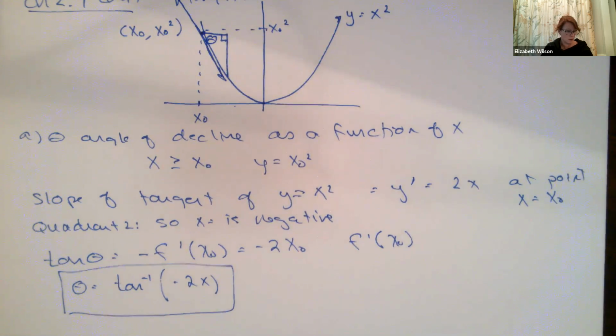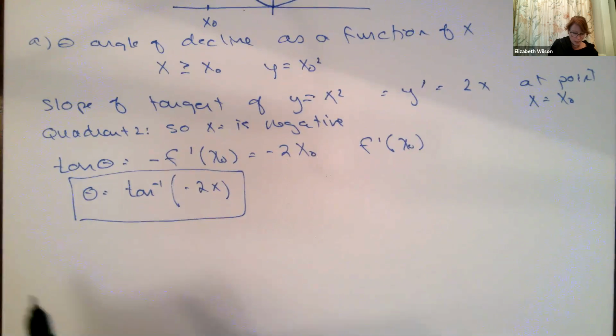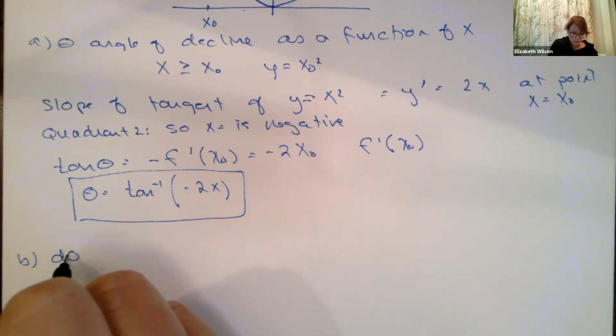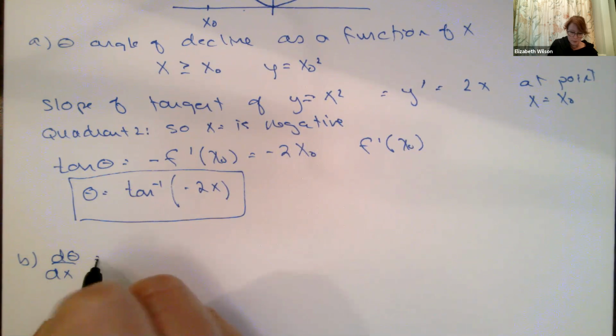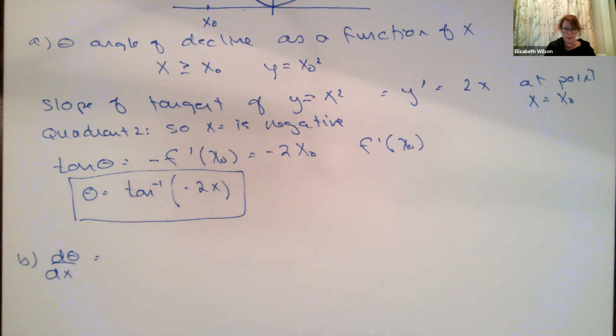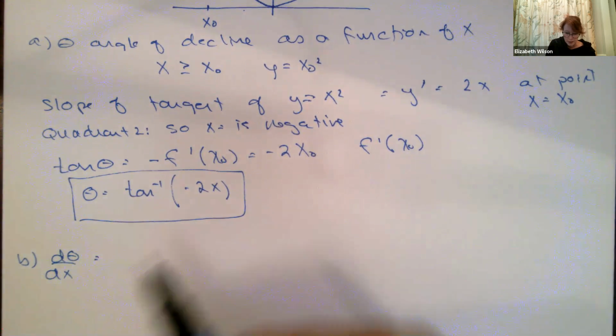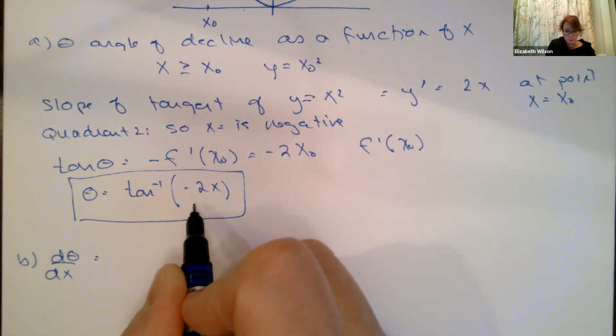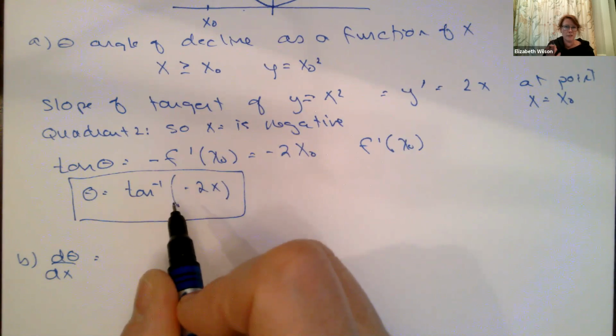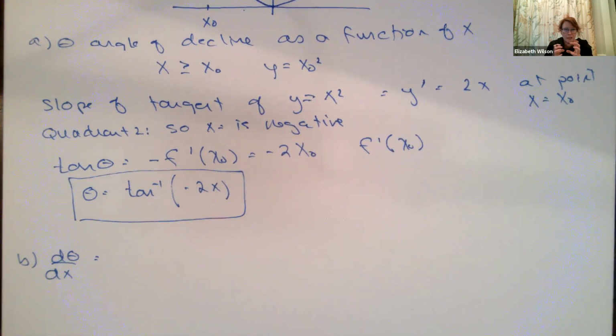Then B says, what is d theta dx? That means I'm going to take this derivative right here, the derivative of my inverse tangent function. I have the chain rule to worry about, and I've got minus 2x as an inner function. Whenever I do x squared on my inverse tangent derivative, I have to do minus 2x quantity squared.